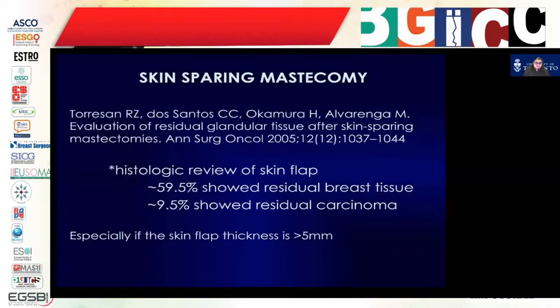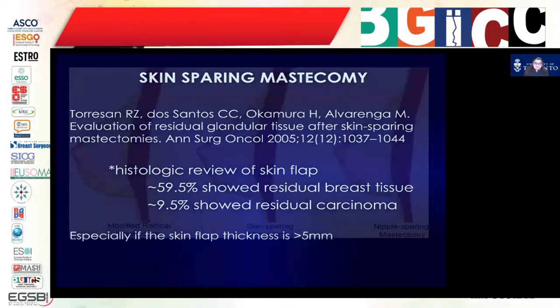If you look at the histological review of the skin flap, it's very interesting. The skin flap in 59% showed residual breast tissue. So what this is saying is, despite having a skin sparing mastectomy, you may still have some residual tissue left behind. And in this particular series where they looked at glandular tissue after skin sparing mastectomies, 9.5% showed residual carcinoma. So if your skin flap is thicker than 5 millimeters, there is likelihood of residual breast tissue. And so the technique is very important.